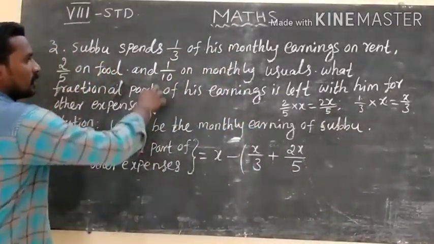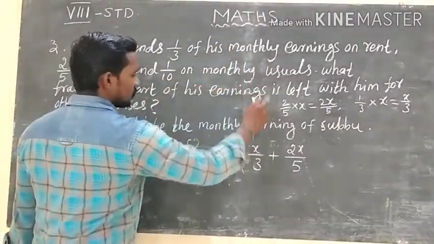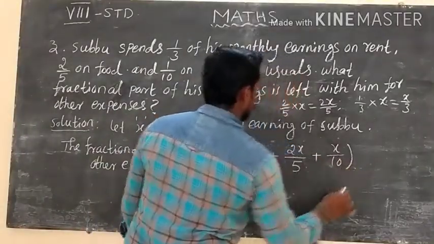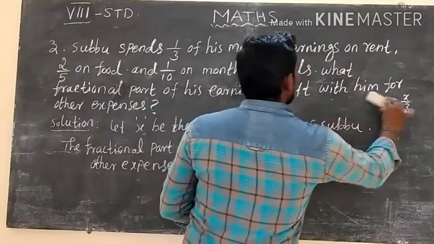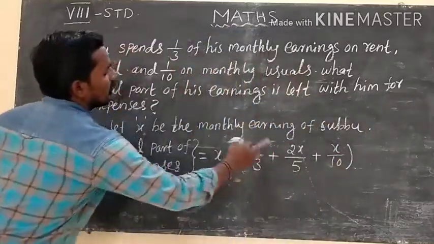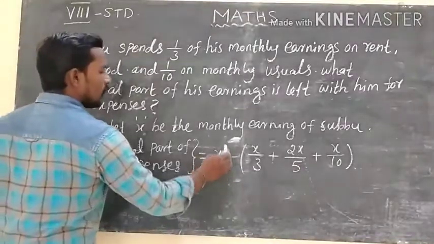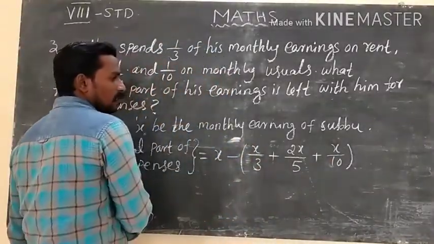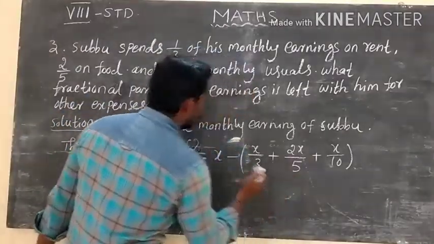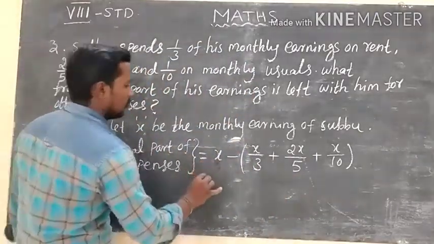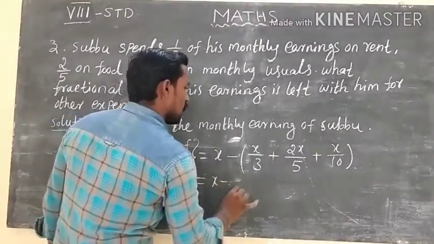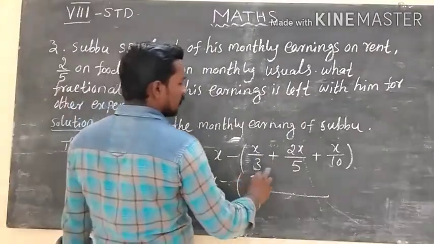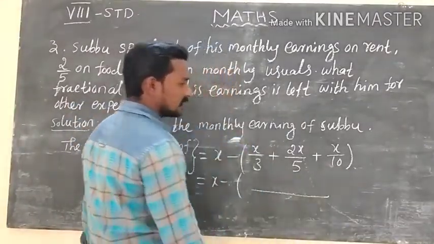In the same manner, the monthly usuals are 1 by 10, so 1 into x, x by 10. This is your given condition. Have you understood? This is the whole income, and these are the expenditures. We want the remaining part, so the whole expenditure is subtracted from the monthly earning. So it is equal to x minus the expenditures. Find the LCM.